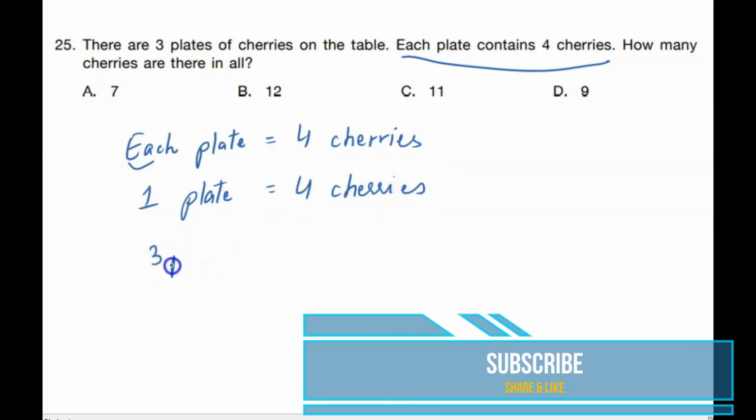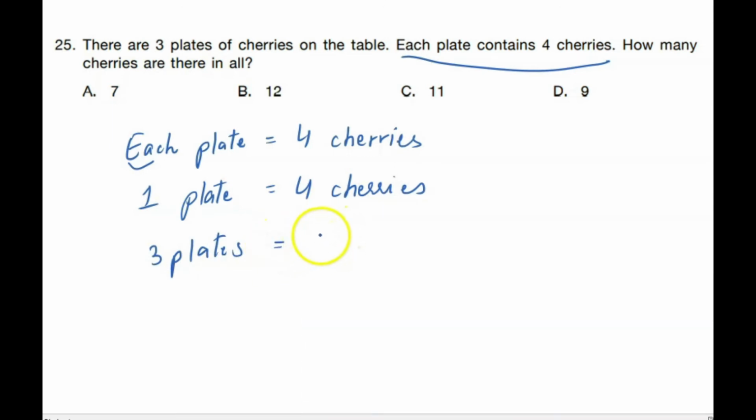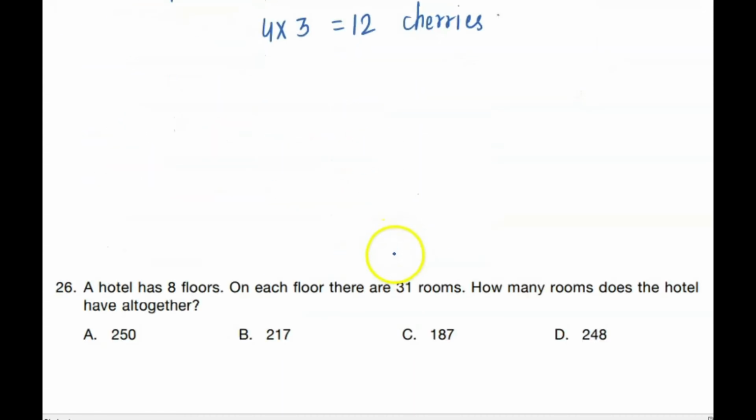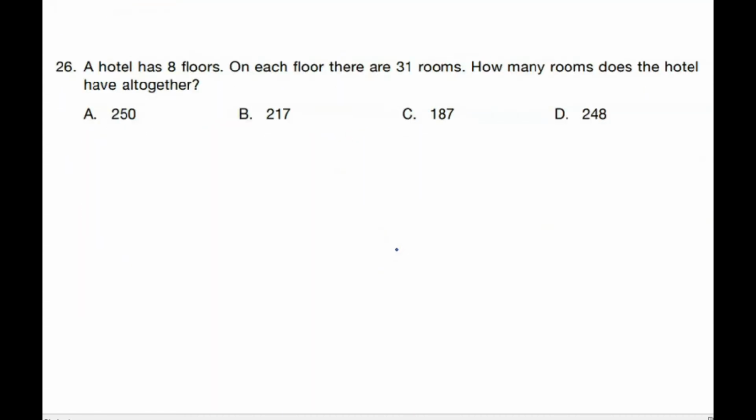Then 3 plates. There are 3 plates on the table. How many cherries are there on the 3 plates? 1 too many, we have to multiply. So 4 times 3, we will get 12 cherries. Right, kids? So 12 means option B is the correct answer for question number 25. Next question, question number 26.